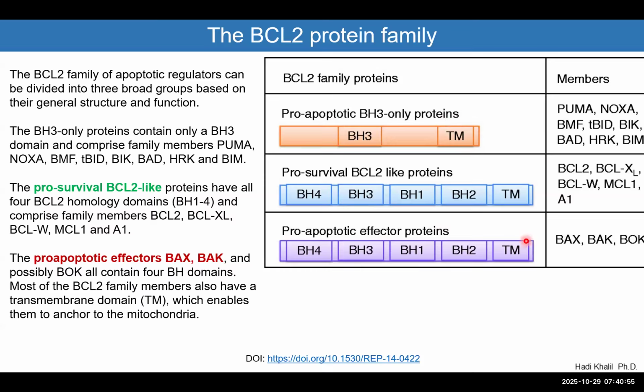Now, these are counterparted by the pro-survival BCL2-like proteins, the secondary group here. In other words, our cells will generate a fairly equal amount of these pro- and anti-apoptotic proteins, by which the pro-survival proteins sequester the pro-apoptotic proteins and their effectors.